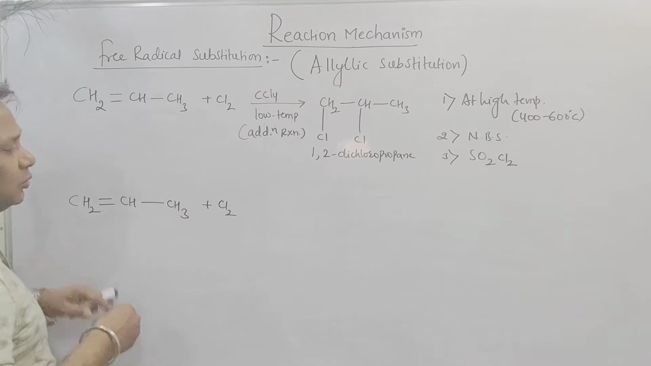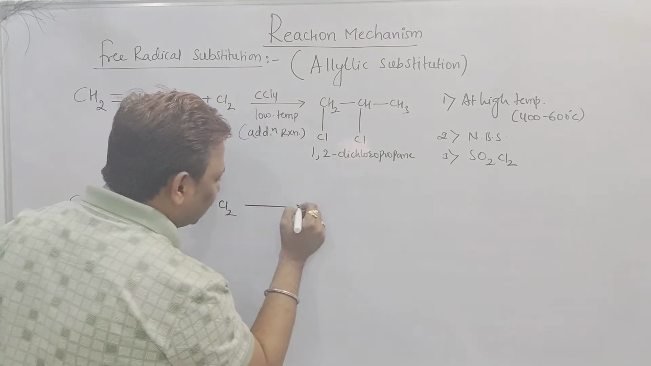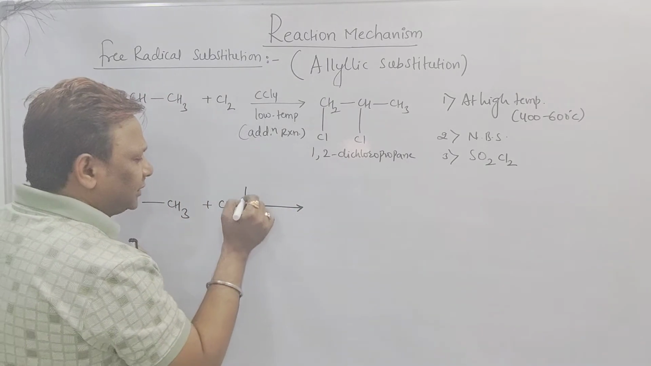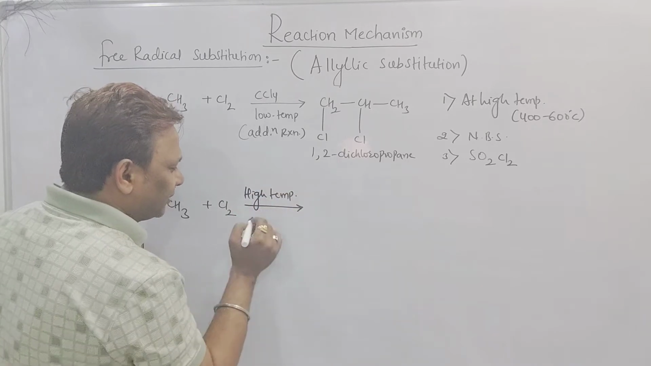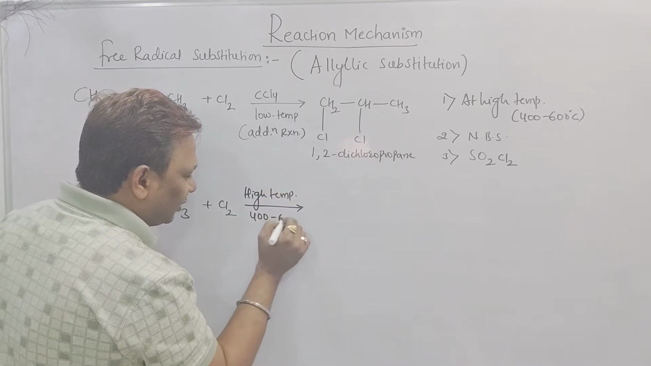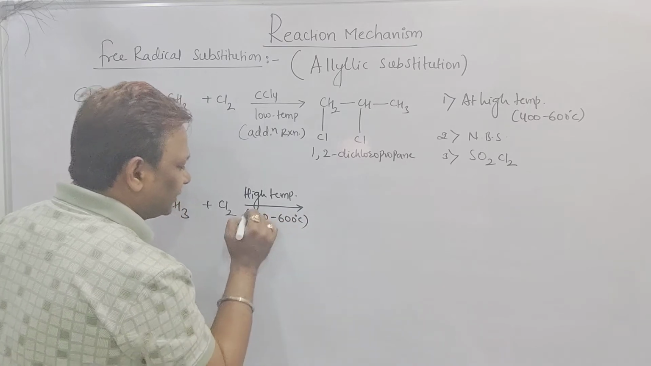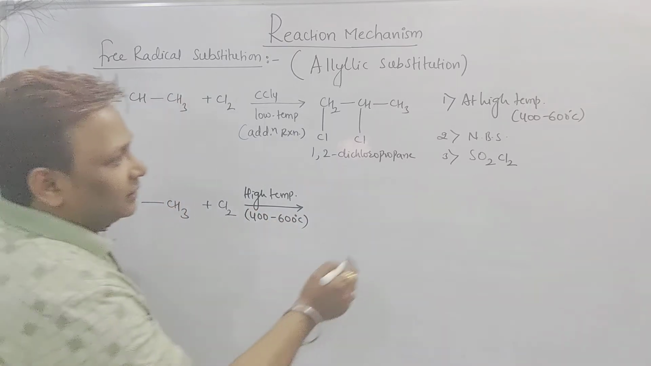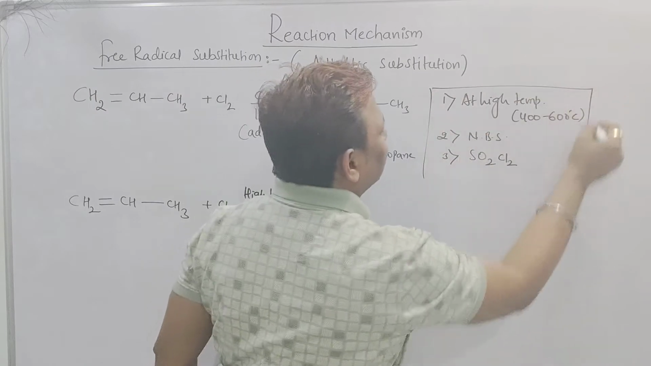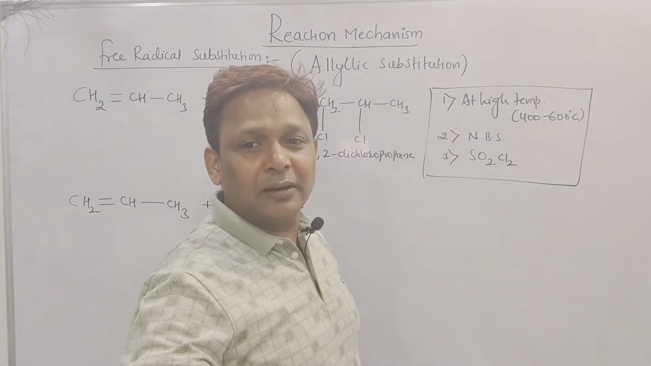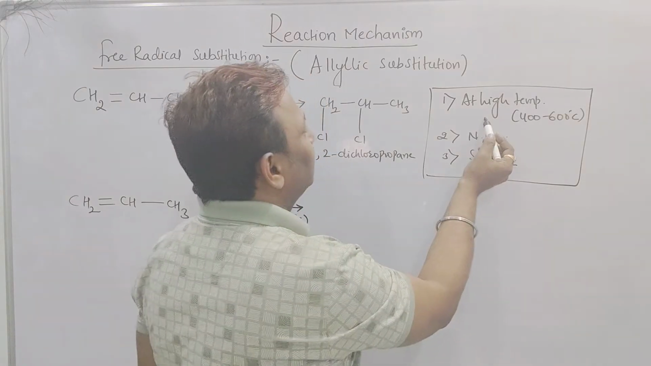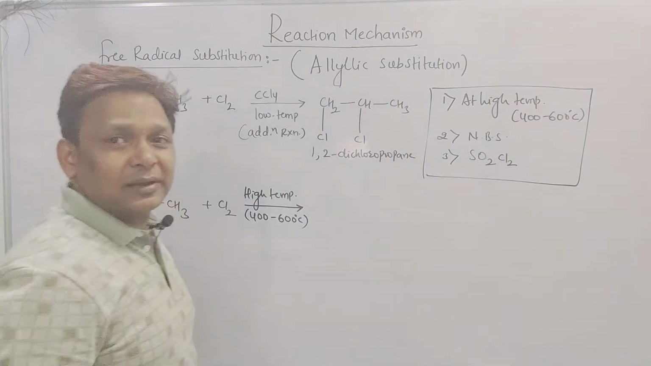But now what I will do, in this one I am going to put the arrow here. What is that? The temperature is very high, obviously 400 to 600 degrees centigrade. So if any one of these three is there, it undergoes allylic substitution, or it will go with the FR mechanism.